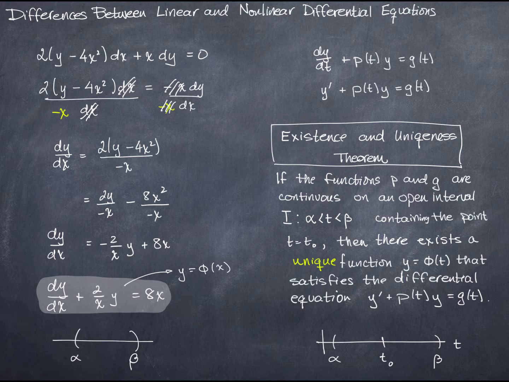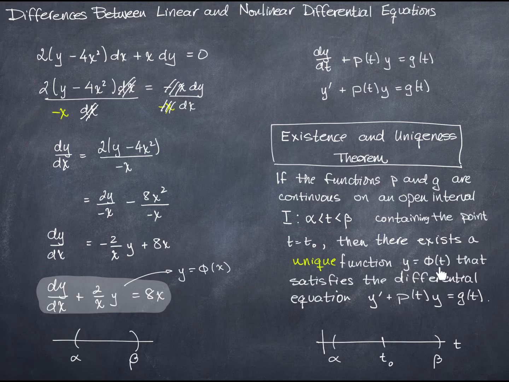Now, it goes on to say that a unique function exists that satisfies this equation, and this y value, y equals phi of t, satisfies this equation for every value of t in the open interval. Now let's think about what that means for a second. When I say it satisfies this differential equation, I mean that it's a solution to this differential equation, and it's a solution for every value of t in here. I can pick any t I want, including t sub zero, and that t value in phi will still be an answer to this.